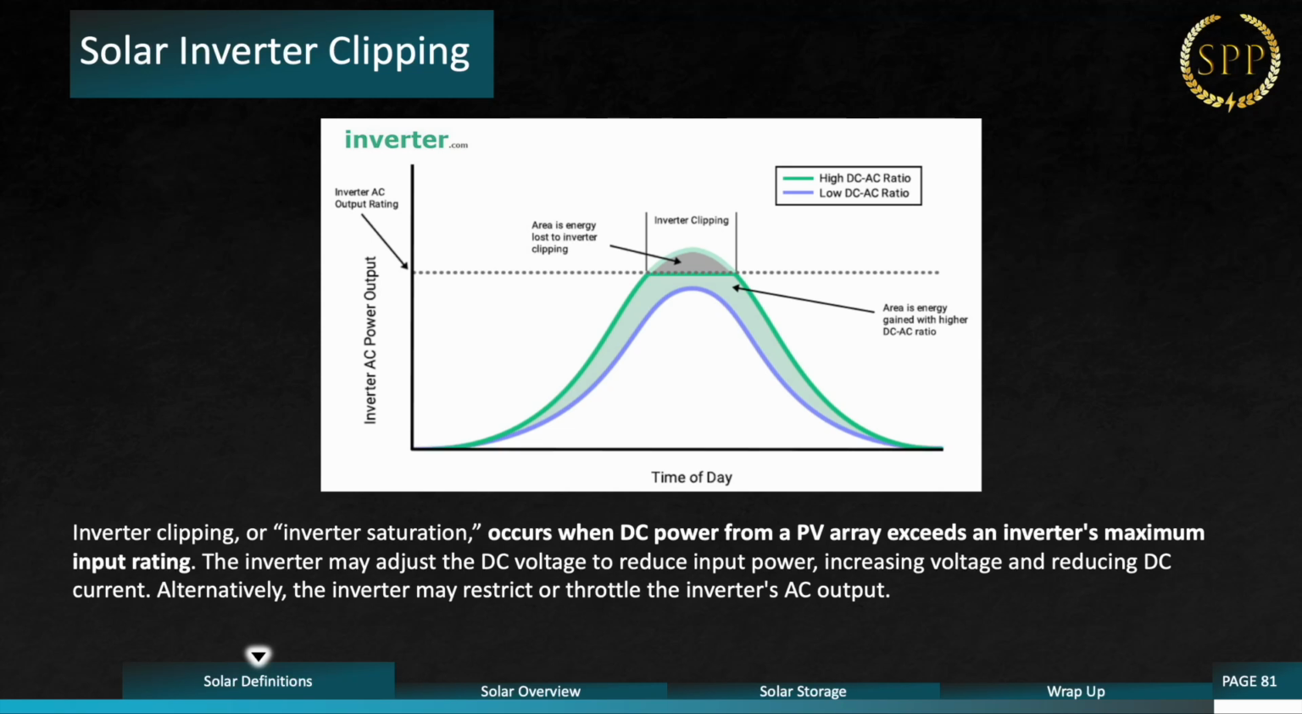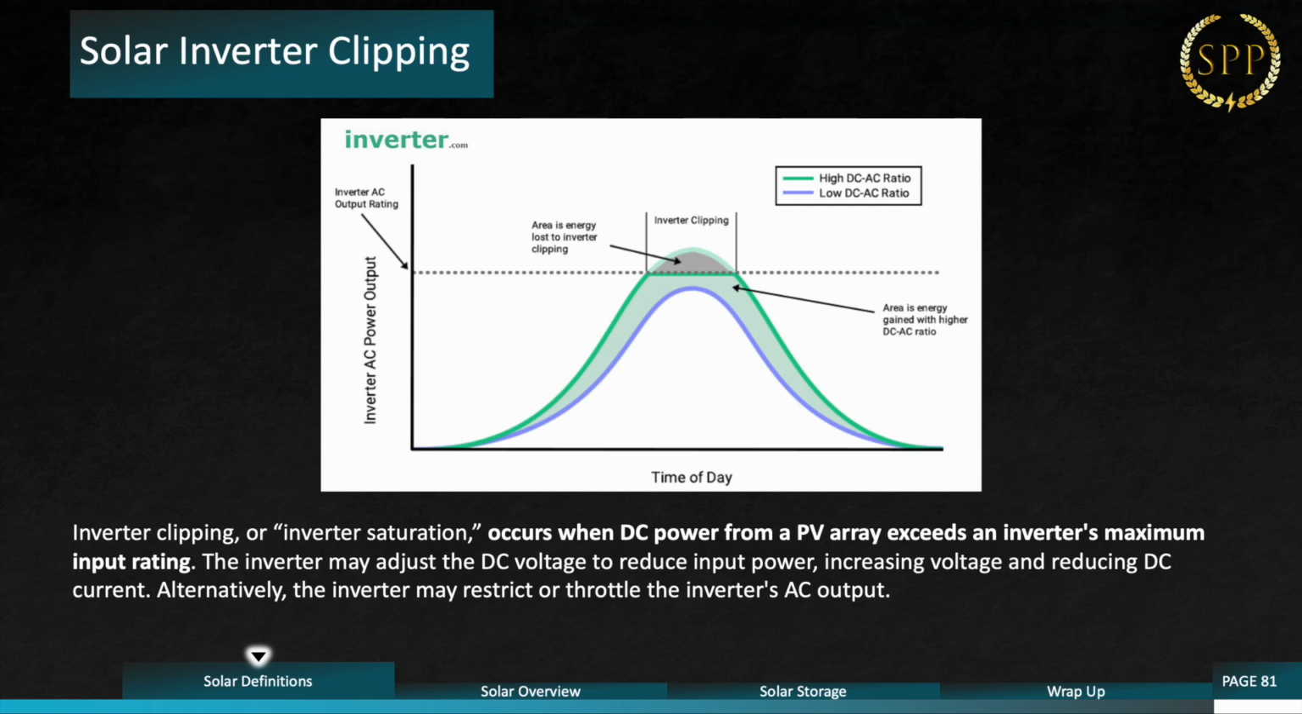So let's talk about something important that you guys need to know. It's called inverter clipping. Inverter clipping or inverter saturation occurs when the DC power from the PV array exceeds the inverter's maximum input rating. The inverter may adjust the DC voltage to reduce the input power. That's increasing the voltage and reducing the DC current. Alternatively, the inverter may restrict or throttle the inverter's AC output.